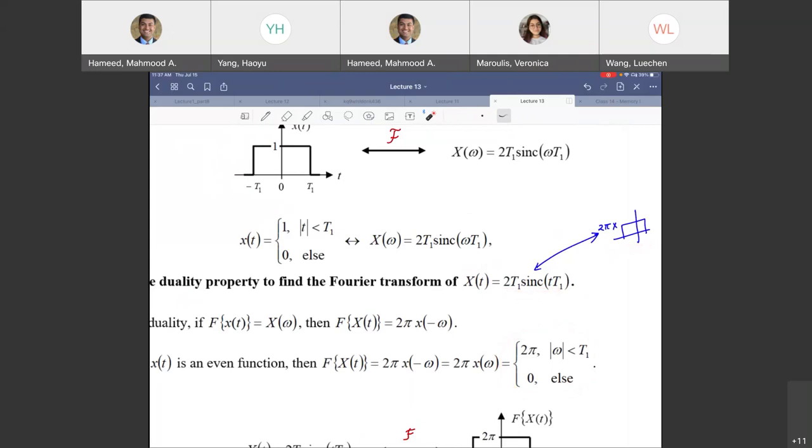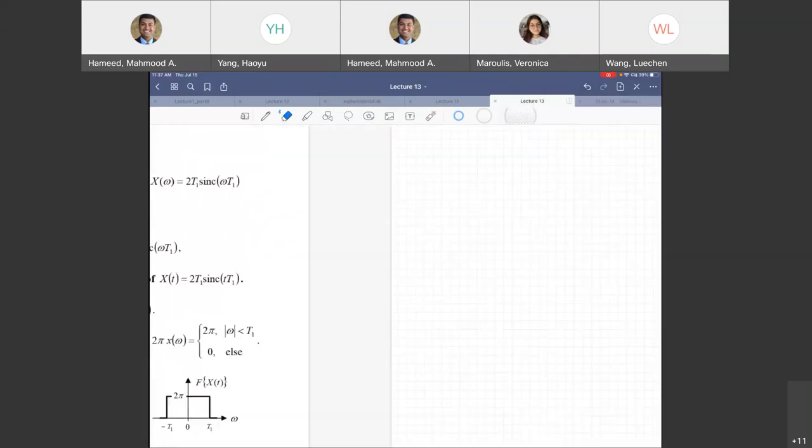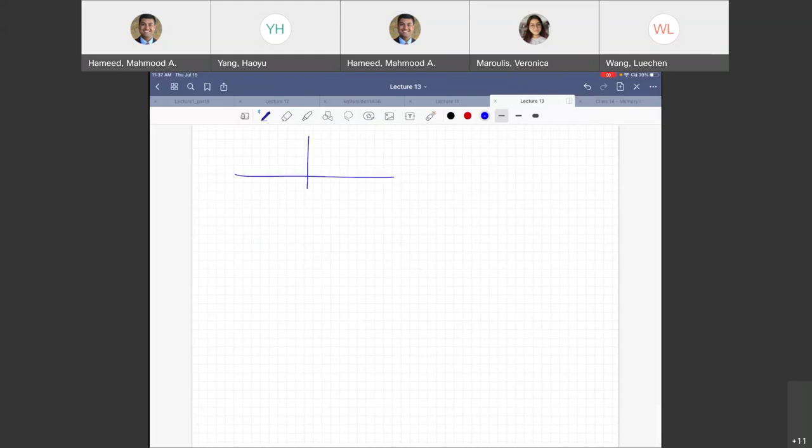You guys see that? Right? No, you guys don't see that. This is my small x. If this is small x, what is the Fourier transform of this? 2t1 sinc omega t1. Yeah? That's the Fourier transform. This is what we are calling cap x of t, right? Omega.